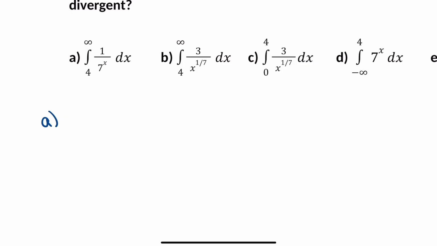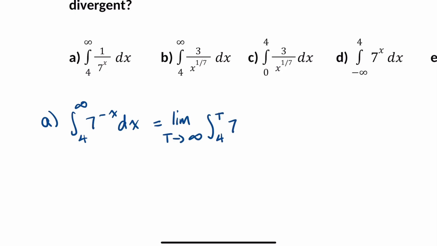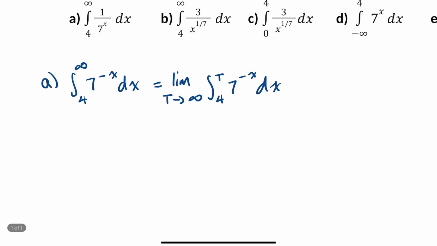So we can go ahead and call infinity some other variable such as capital T. And so I can change this to 7 to the negative x dx first. And then we can say that this is equal to the limit as t approaches infinity multiplied by the definite integral from 4 to capital T of 7 to the power of negative x dx. And so now we can evaluate this integral.